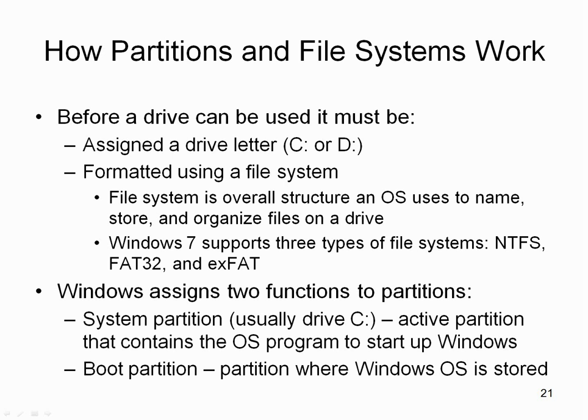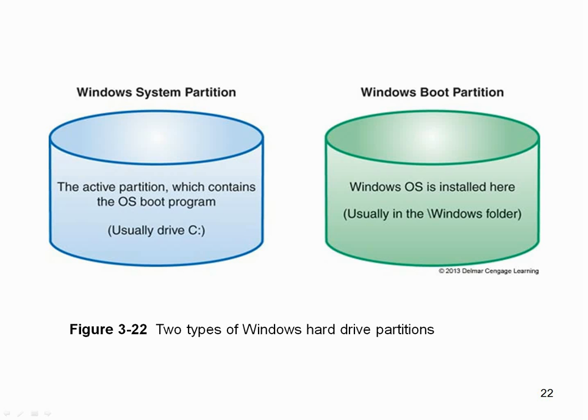One of the primary partitions can be designated the active partition, which is the bootable partition that startup BIOS turns to when searching for an operating system to start up. Windows assigns 2 different functions to hard drive partitions holding the operating system, as you can see in figure 3-22. The system partition, normally drive C, is the active partition of the hard drive. This is the partition that contains the OS program to start up Windows. This boot program is called the OS Boot Manager or the bootloader. The other partition, called the boot partition, is the partition where the Windows operating system is stored.